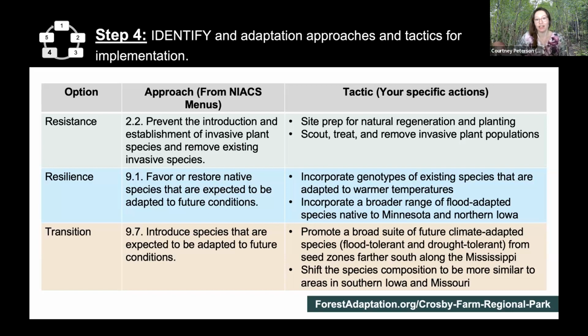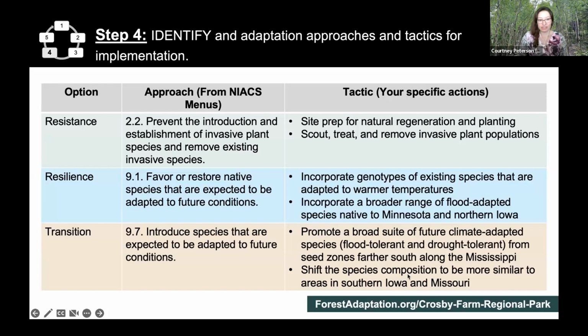So even farther down the river, how can we start to shift to those more flood and drought tolerant species that are going to be more adapted to some of those future conditions at the end of the century? So bringing in things like river birch, sweet gum, southern pin oak, and tulip poplar from those USDA plant hardiness zone 6 nurseries. So again, pulling from Iowa and Missouri nurseries with those plantings.